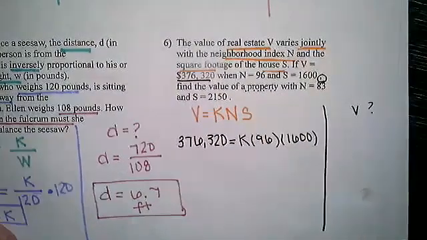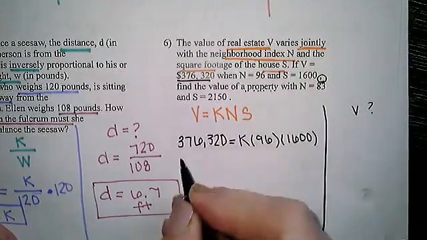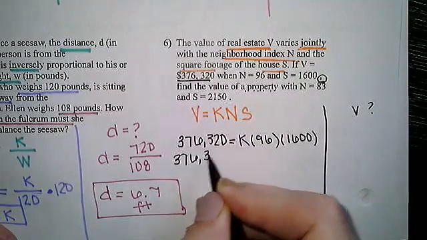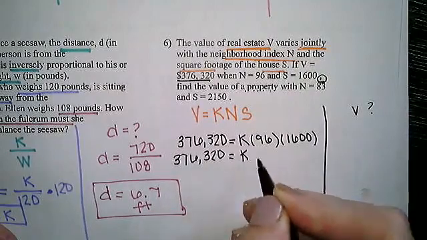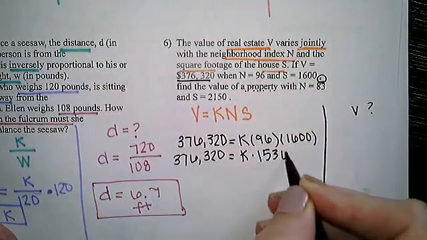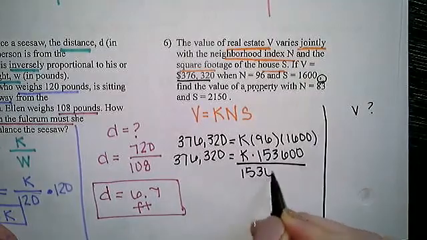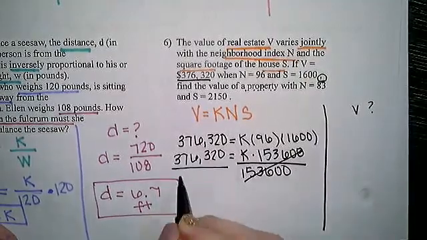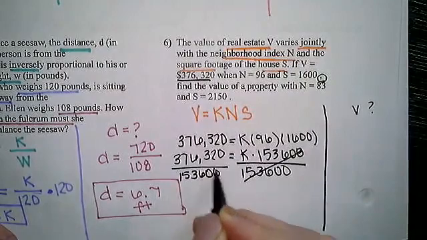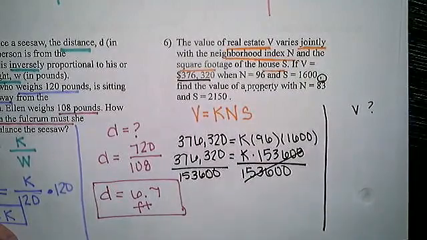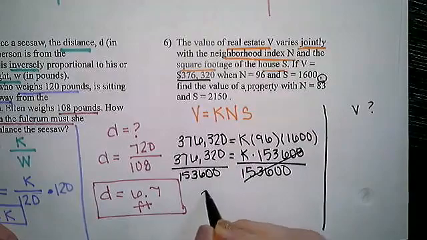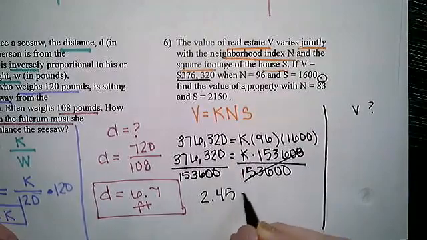So 96 times 1,600, probably use a calculator for that one. It's a really big number. Drop this down. And then solving for K, we want to divide. It was 153,600. So we're going to take our value of our property, divide by that, and we'll get the constant is 2.45.